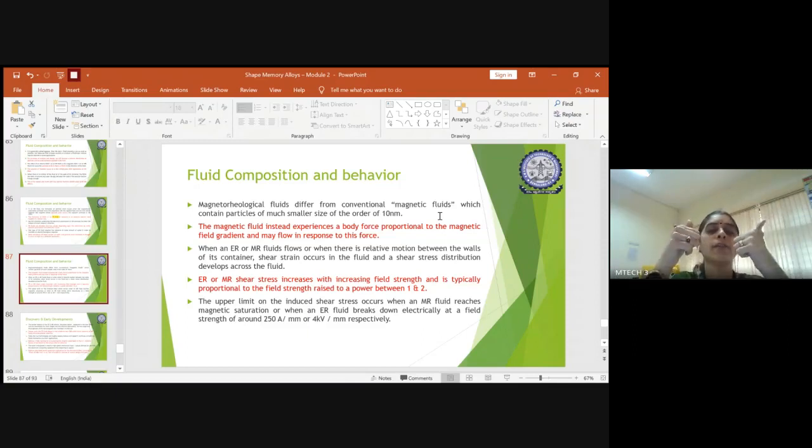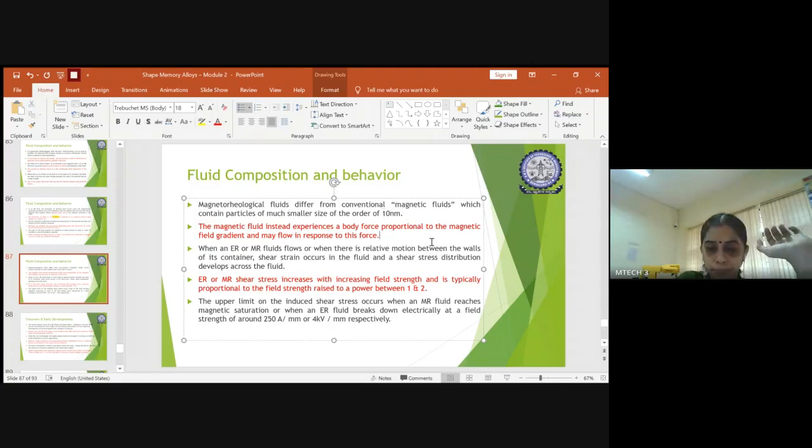I told you that in case of MR fluid, the particles could be either in macro scale or in nano scale. But what we have discussed until now is in macro scale only. If you have a smart fluid with the particles at nano level, then we call that a magnetic fluid. So you should know the difference between the MR fluid and the magnetic fluid. In this case, the size of the particle will be of the order of 10 nanometer.